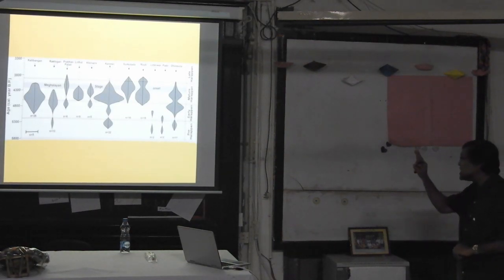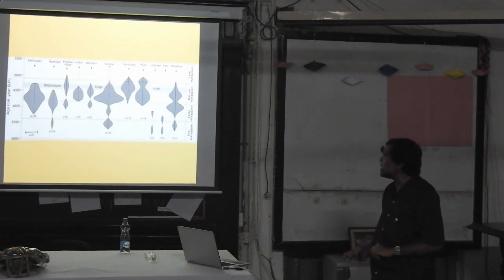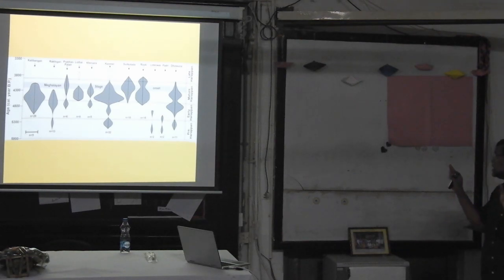Okay? This is a compilation I tried to make of all the Indus Valley Civilization sites in India. Okay? It starts from Kalibangan in Rajasthan, Rakhigarhi, Prabhas Patan, Lothal, Kerasara, Kanmer, Surkotada, Rojdi, Loteshwar, and Dholavira.